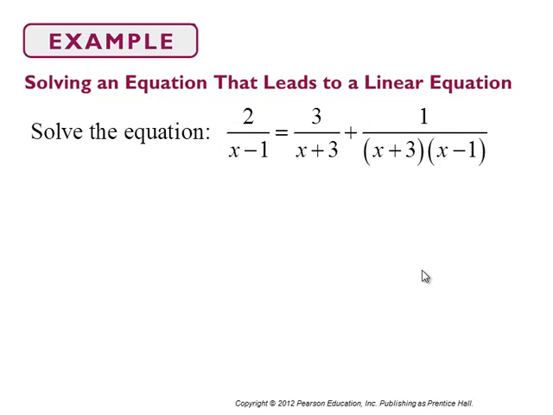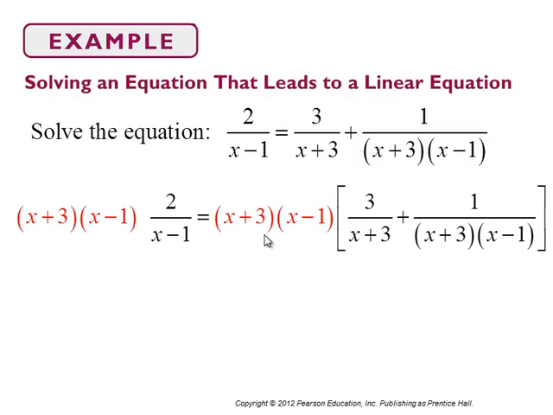Here's another example of an equation that leads to a linear equation. Folks, when you have equations involving fractions, multiply both sides of the equation by the least common multiple of the fractions in order to clear those fractions. So multiply both sides of the equation, in this example, by x plus 3 times x minus 1. And you will see that those fractions are cleared. When you multiply out the left-hand side, the x minus 1's cancel, leaving you with 2 times x plus 3, which is 2x plus 6.